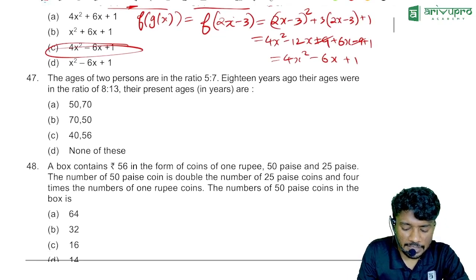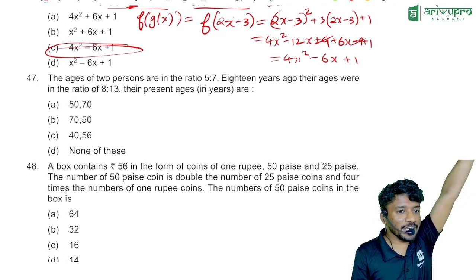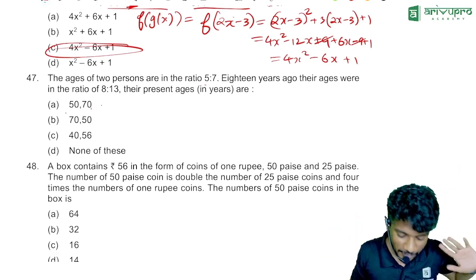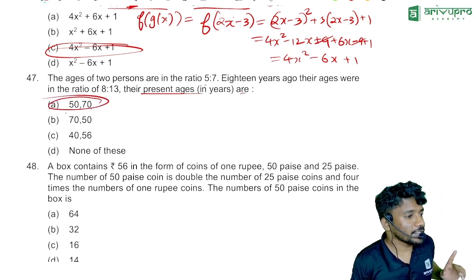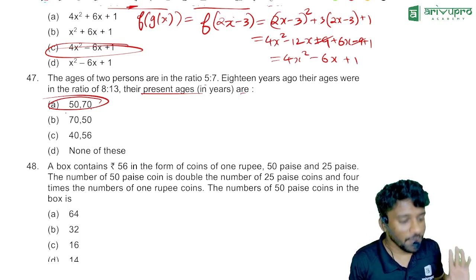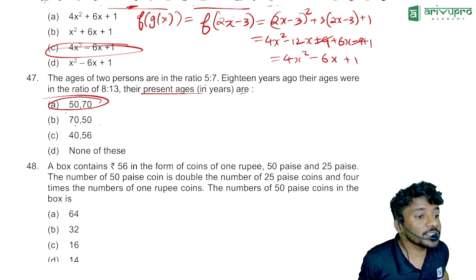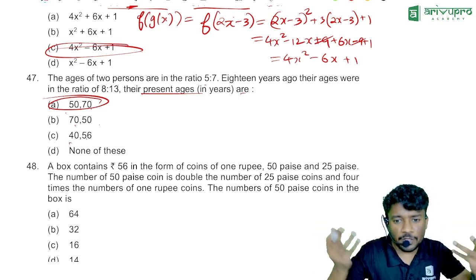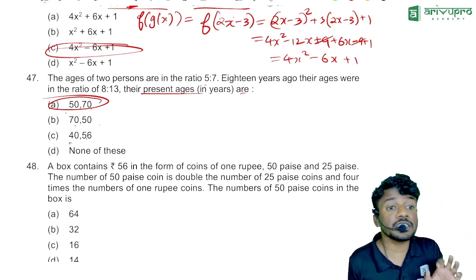Ages of two persons are in the ratio 5:7. I told you, when the ratio is given and the two ages are given, we check. Their present ages are? What will be the answer? 5:7. That means 50:70 is how much? 5:7. 70:50 is how much? 7:5. 40:56 is something else. So the answer is 5:7, but none of this is there in the options.